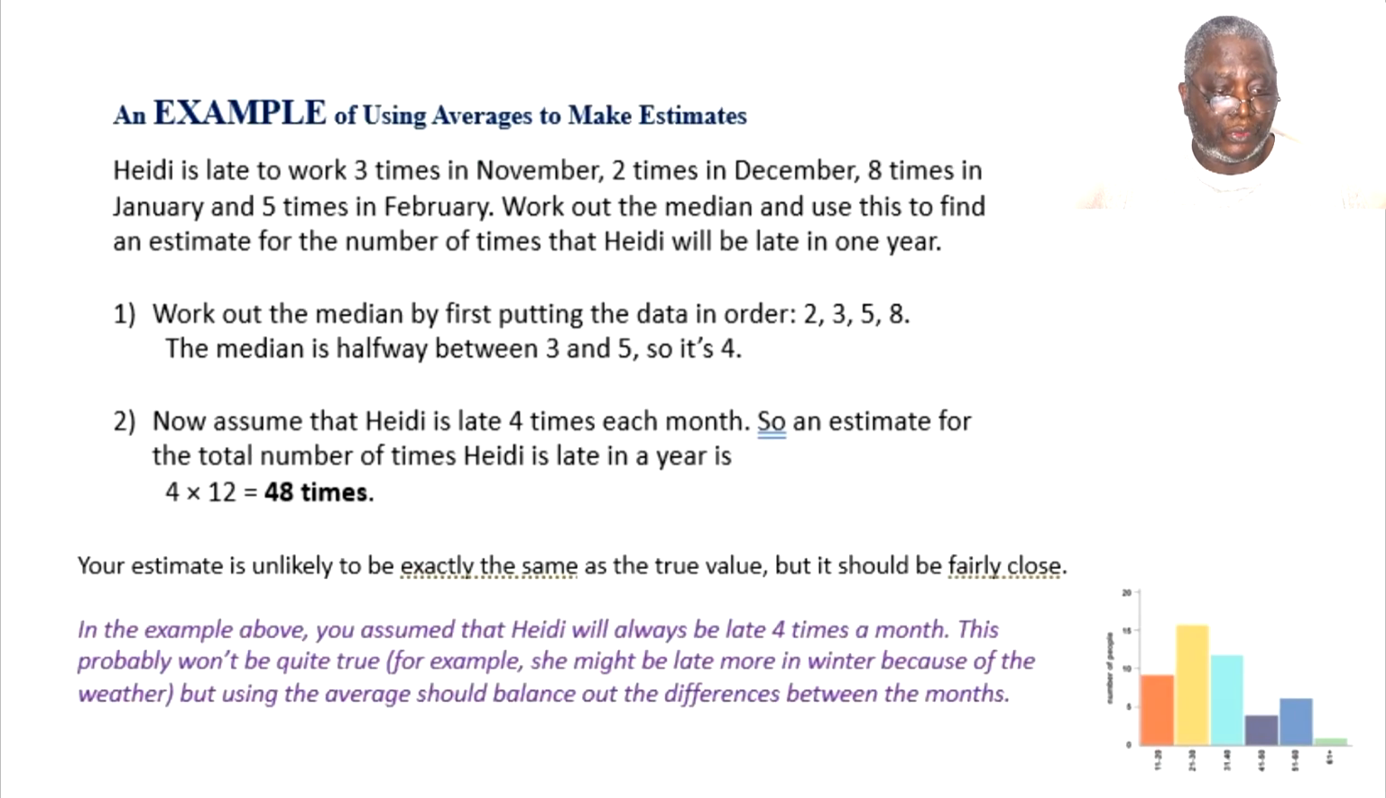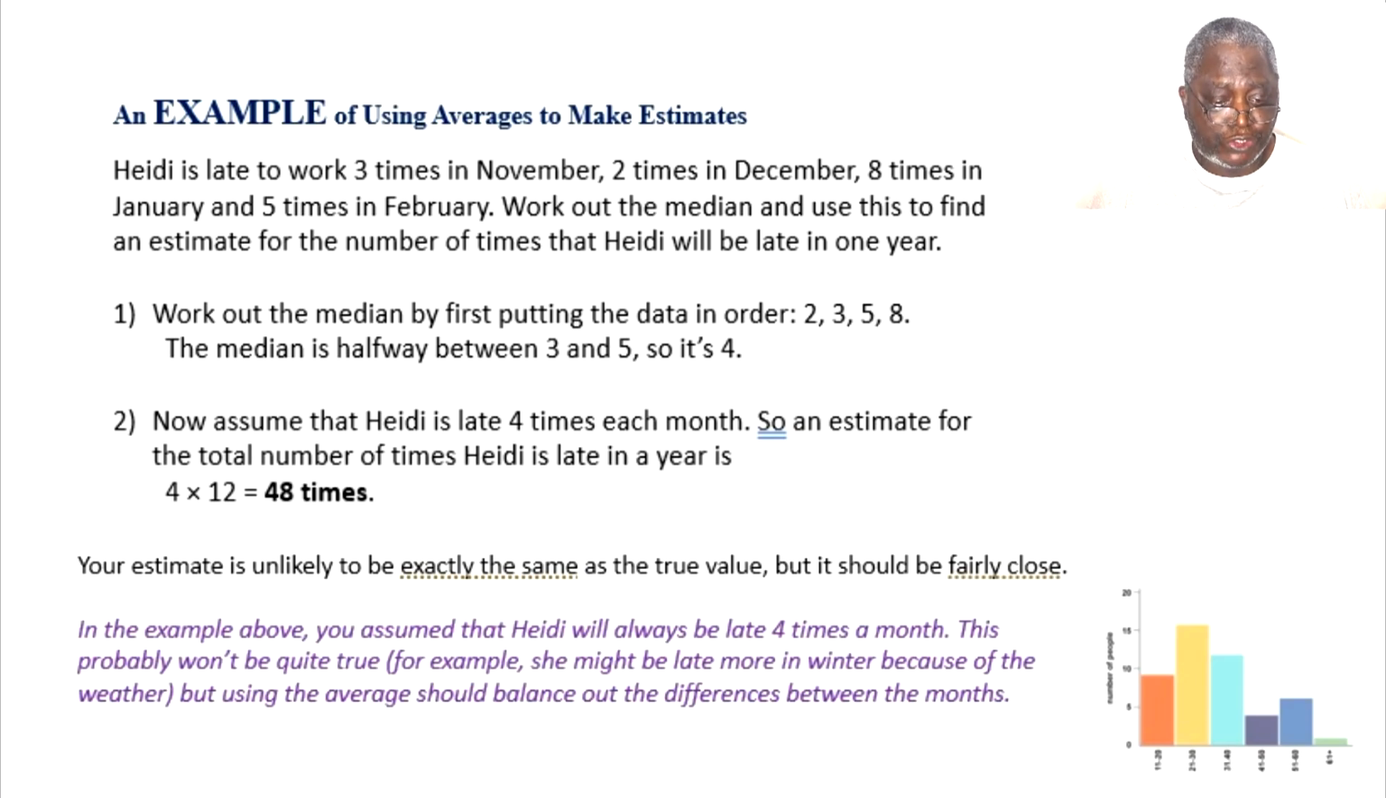To continue with the example, Haida is late for work 3 times in November, 2 times in December, 8 times in January, and 5 times in February. Work out the median and use this to find an estimate for the number of times that Haida will be late in 1 year. Work out the median by first putting the data in order. Remember again, putting the data in order. The median is halfway between 3 and 5, so it has to be 4.